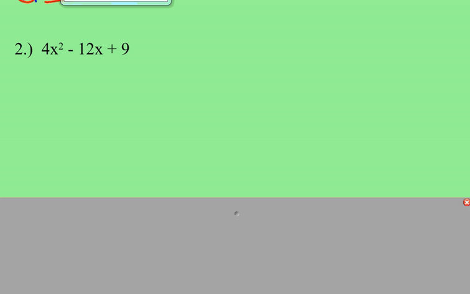So now I have the problem 4x squared minus 12x plus 9. The first thing you should notice about your problem is that there are no common factors, so it cannot factor by GCF. The next thing you should notice is that it's a trinomial with a coefficient in the front. So we're going to set up a table just as we did on the last problem. So I'm going to multiply a times c together. Here's my a and here's my c. 9 times 4 equals 36.